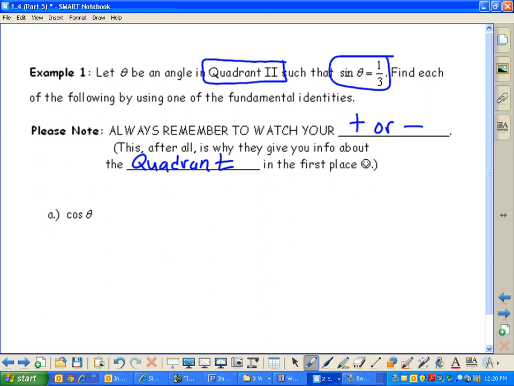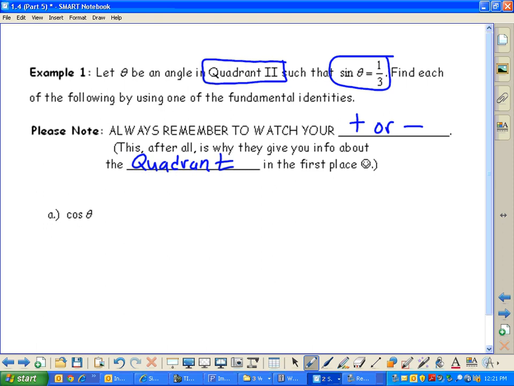Step 1, we choose an identity that relates sine to cosine. Step 2, you substitute what you know, solve for what you don't. Step 3, there's a third step when we do it today. You have to attach plus or minus in front of your answer. So it's the same step 3 as yesterday. We had to figure out if it was plus or minus.